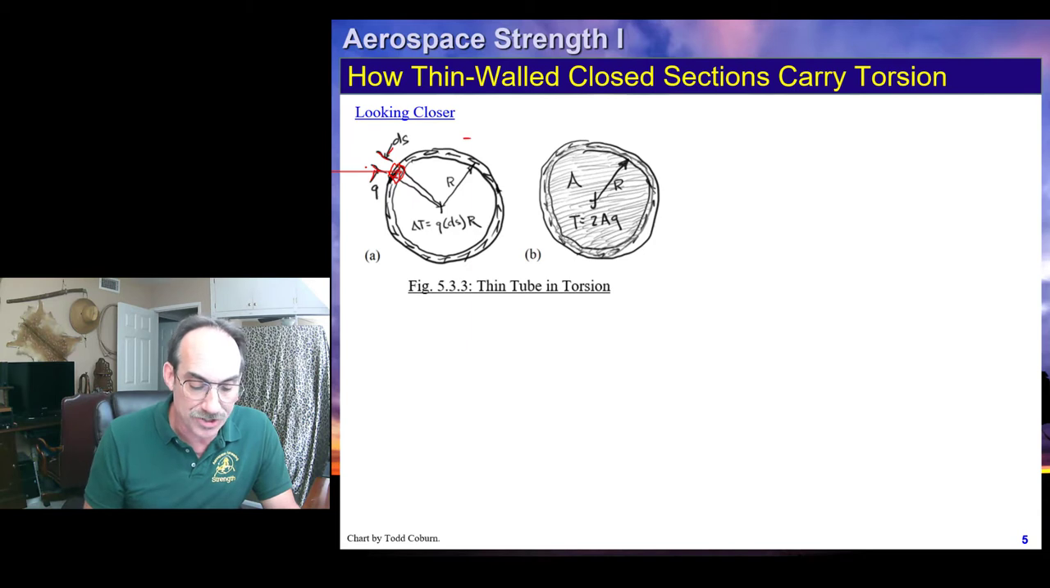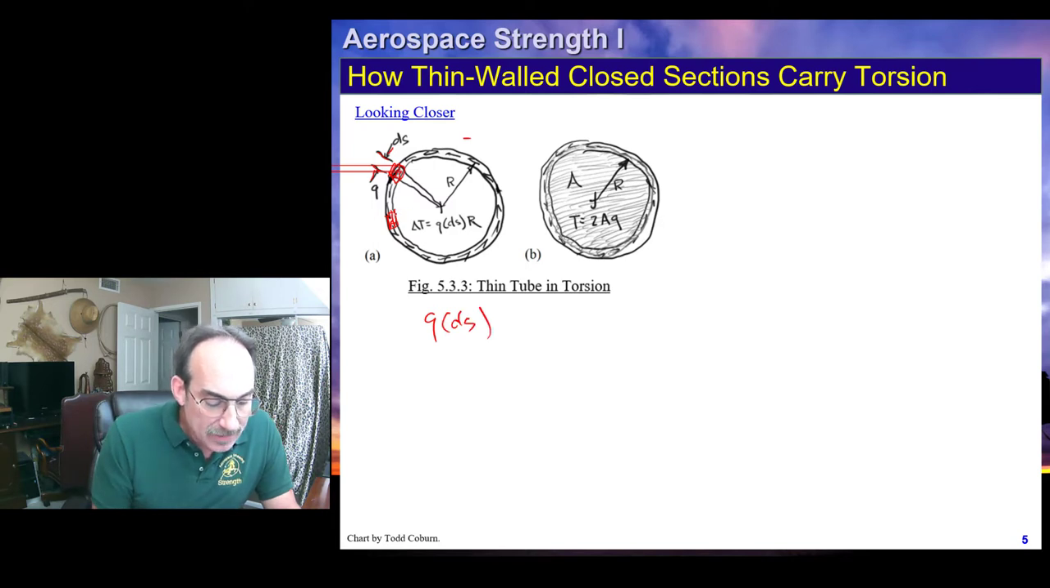That's the force, okay? The force on that little length. And if we took an element of the same ds, then we're going to get a little force there also, right? So we've got little forces on here, and the forces are Q ds. And then if you look at that, that force is causing a torque about this point. This little force here is causing a torque. It's that force Q ds times the perpendicular distance, which is just R, okay?